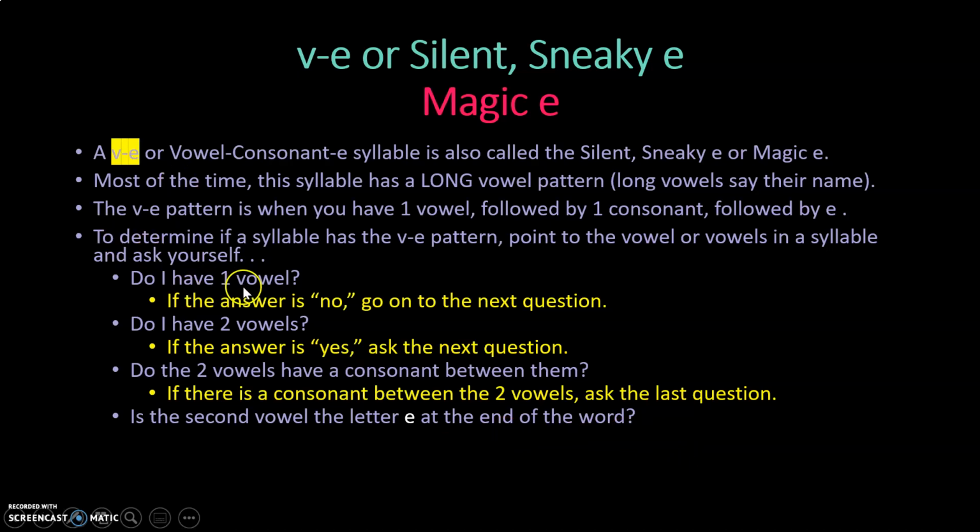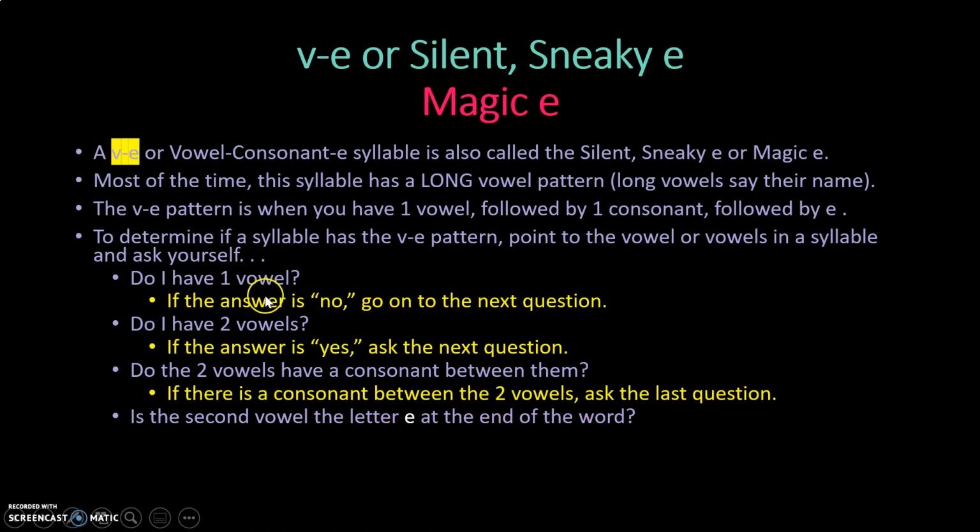So if you ask yourself, do I have one vowel? And the answer is no. Ask the next question, do I have two vowels? If the answer is yes, ask yourself, do the two vowels have a consonant between them? If the answer is no, you would stop. It would not be vowel consonant E. But if the two vowels have a consonant between them, if the answer is yes, you go on to the last question. Is the second vowel the letter E at the end of the word or syllable?